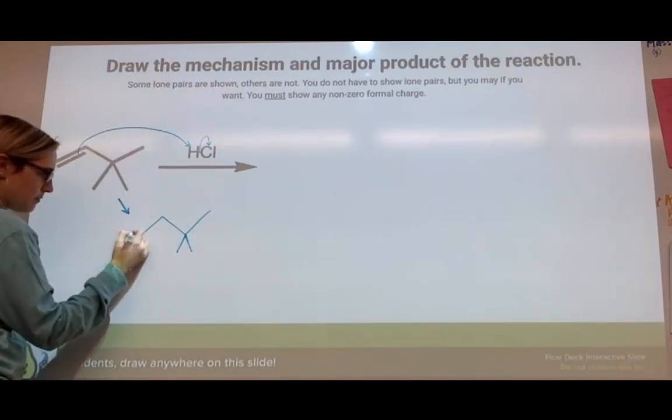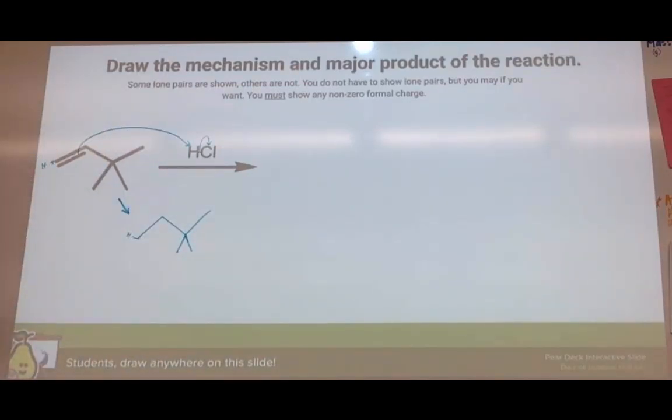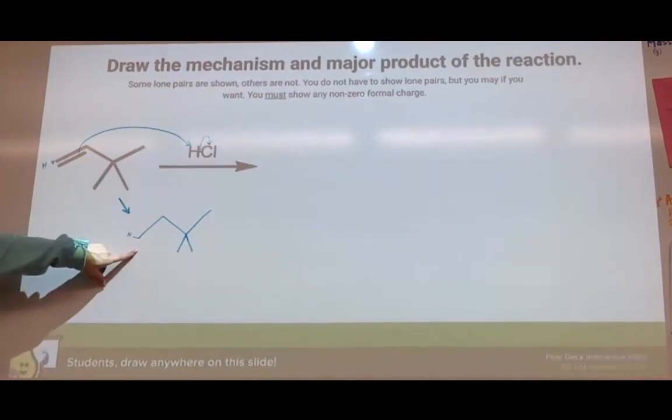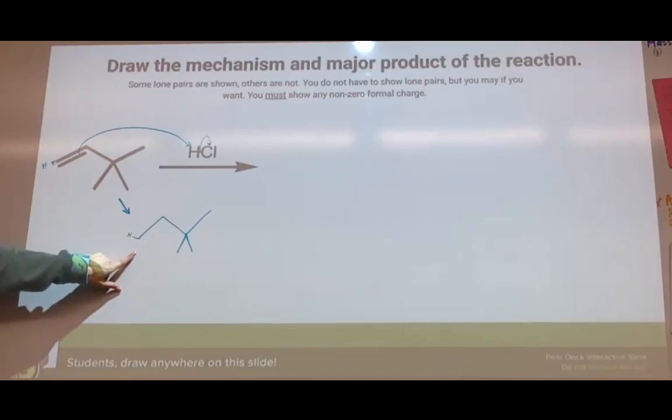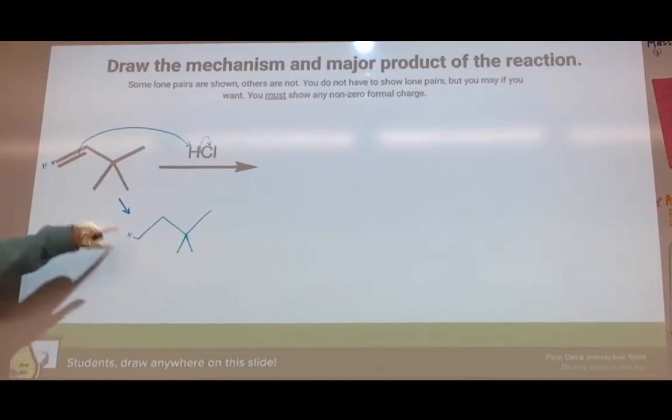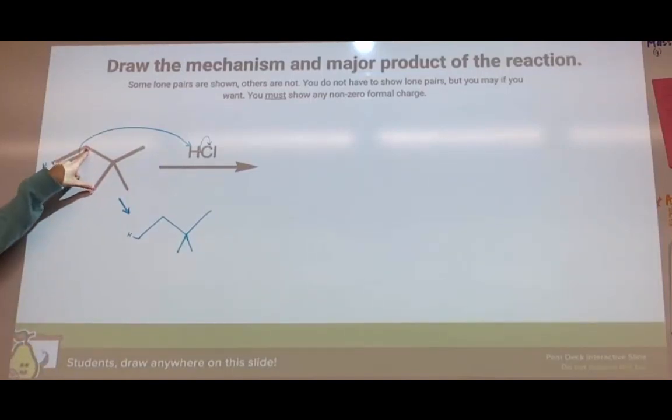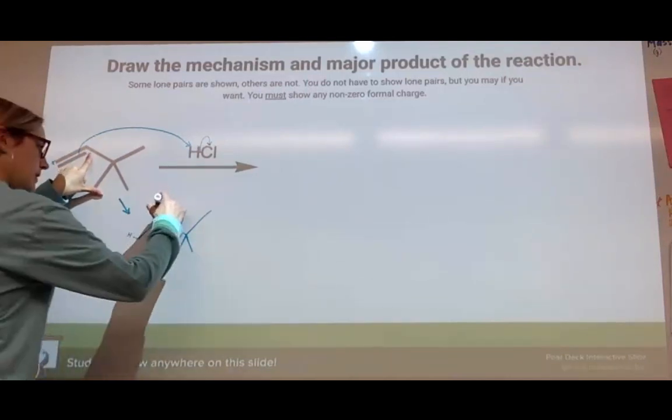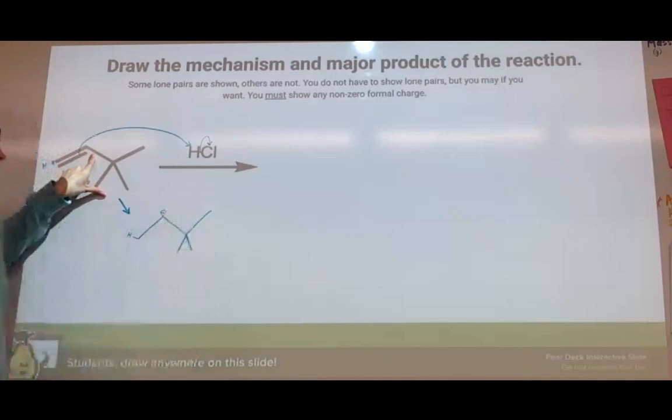Hydrogen will add here. Do you have to put the hydrogen on the less substituted side? You don't have to, as long as you remember that's where you added it. But now this carbon has one too few bonds, which means this is the carbocation.